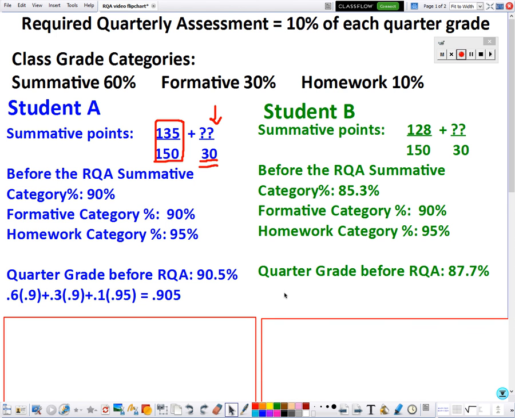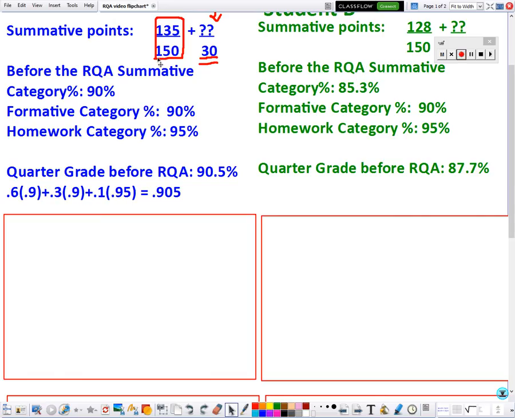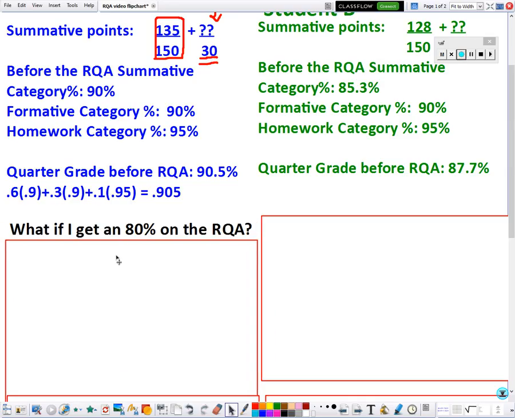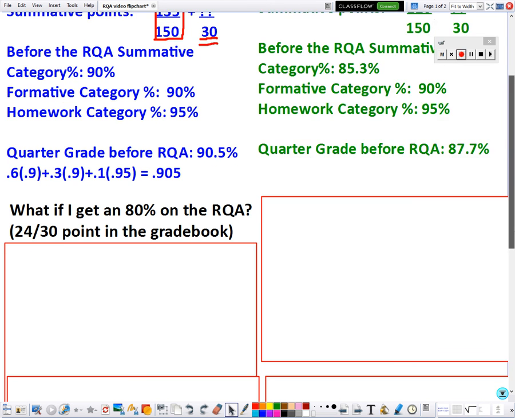So here's the what-if game with the RQA. Because this class has 150 points in the summative category, the RQA is going to be out of 30. So what if you get an 80% on the RQA? 80% of 30 points is 24. So in the gradebook, your teacher would put a 24 out of 30 for the last summative grade.